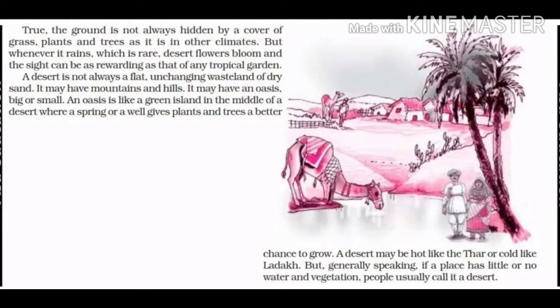A desert is not always a flat unchanging wasteland of dry sand. It may have mountains and hills. It may have an oasis, big or small. An oasis is like a green island in the middle of a desert where a spring or a well gives plants and trees a better chance to grow.